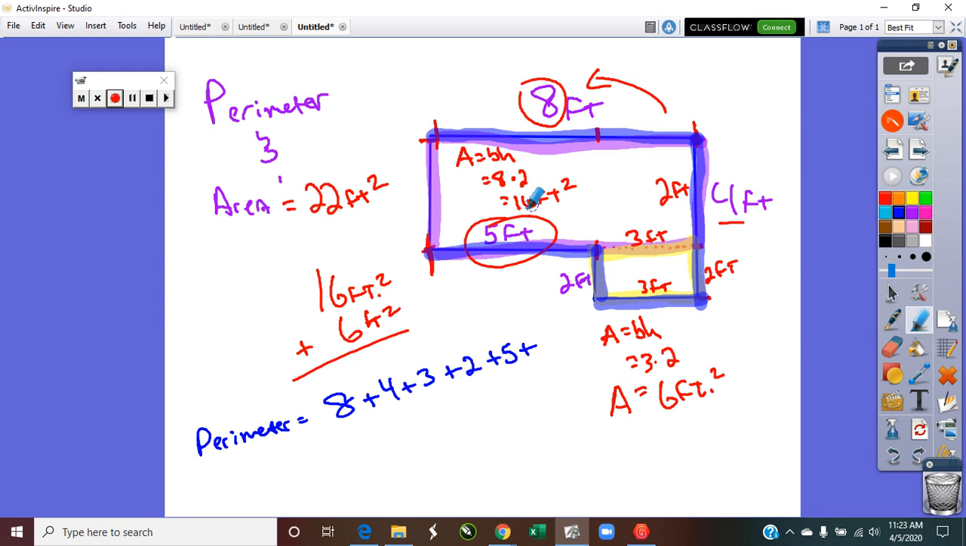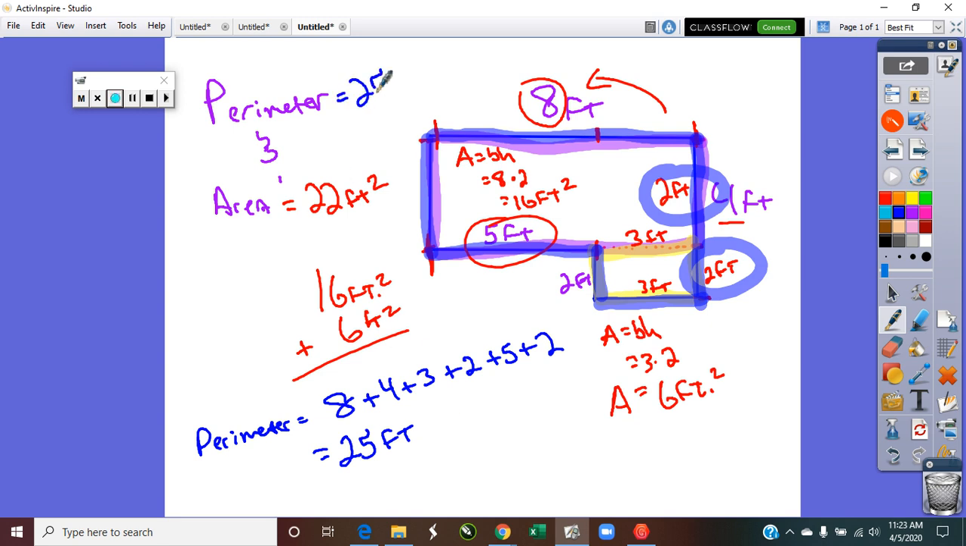Then the last section from here back up to the top, I have to go back to what I found. It's not going to be 4. Remember, this was 2 and this was 2, so this is also 2. Now let's add all of these together. 8 plus 4, 12, plus 3, 15, plus 2, 17, plus 5, 23, plus 2, 25 feet. And don't forget, it's not going to be squared. So the perimeter of this figure is 25 feet.